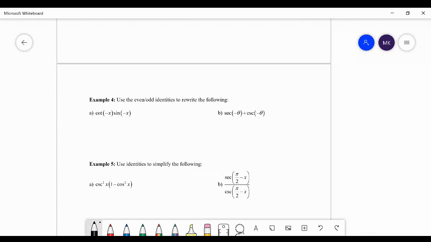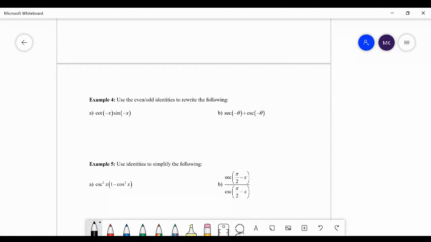And so what we want to do here is use even and odd identities to rewrite the following. It's really not crazy. We just want to simplify and make sure that whatever's inside the argument of our trig functions is just a singular angle value, not a negative or anything like that, just simple.